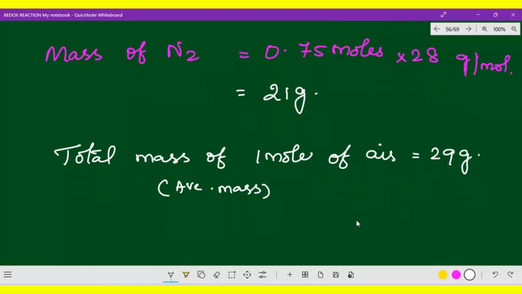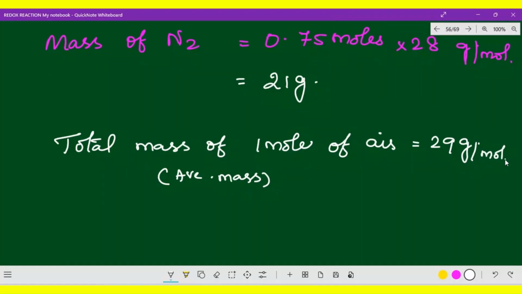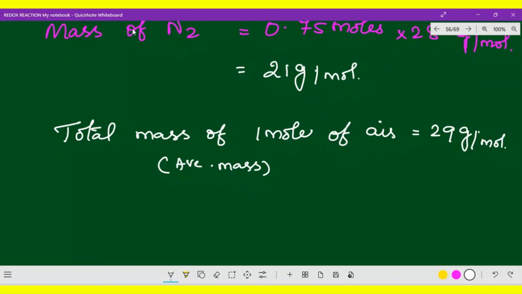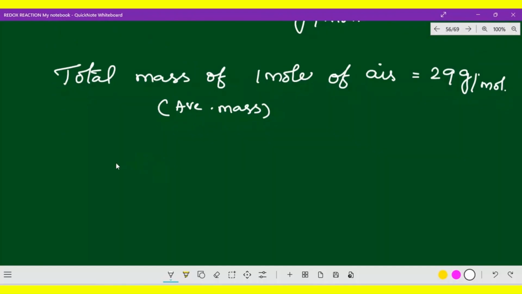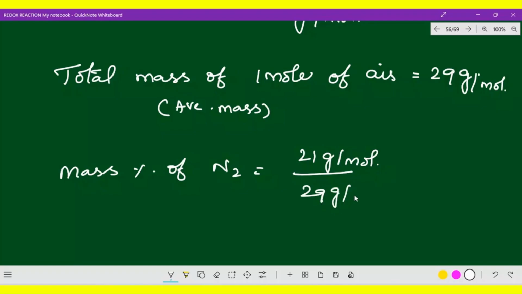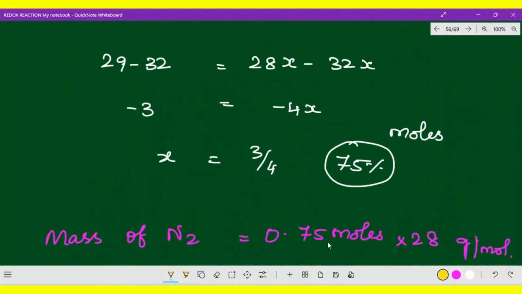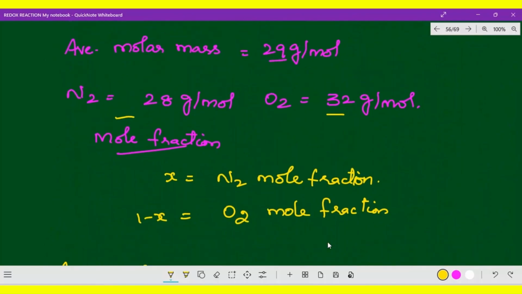This is also gram per mole only. The mass of nitrogen is given, so the mass percentage of nitrogen is 21 gram per mole divided by 29 gram per mole into 100. So you will get 72.41%.